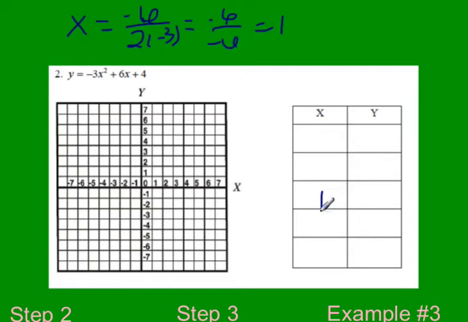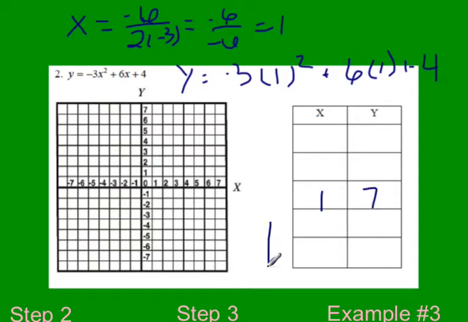Now I need to calculate my y value. So I'm going to do y is equal to -3 times 1 squared plus 6 times 1 plus 4. For this one, I do want you to try plugging this into your calculator along with me so you make sure you're doing it right. When you plug that into your calculator, pause it and do it with me. You should have gotten 7.